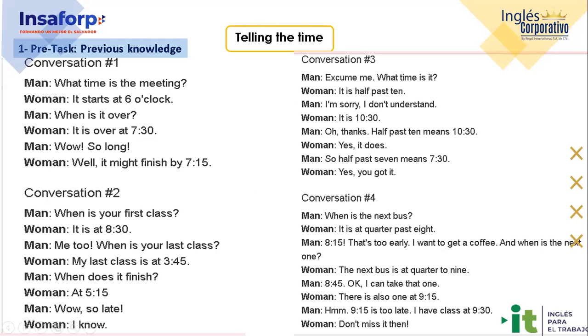Okay. Excuse me, so that's the word, right? Excuse me, what time is it? It is 10:30. I'm sorry, I don't understand. It is 10:30. Oh, thanks. 10:30 means 10:30. Yes, it does. So 7:30 means 7:30. Yes, you got it.